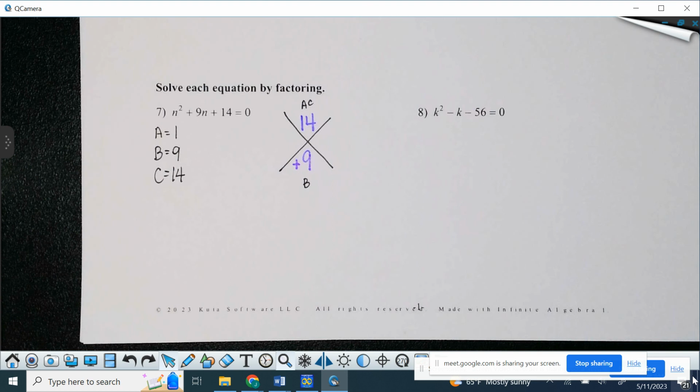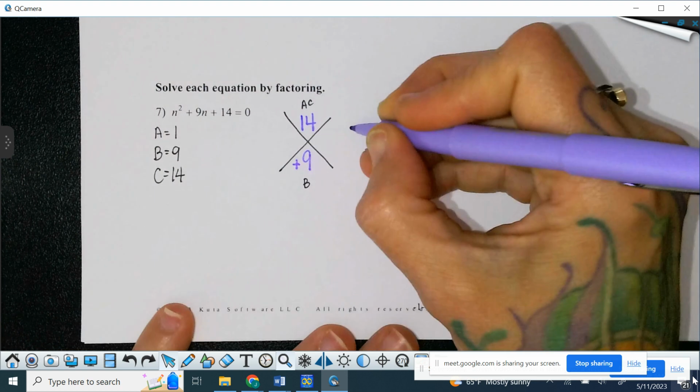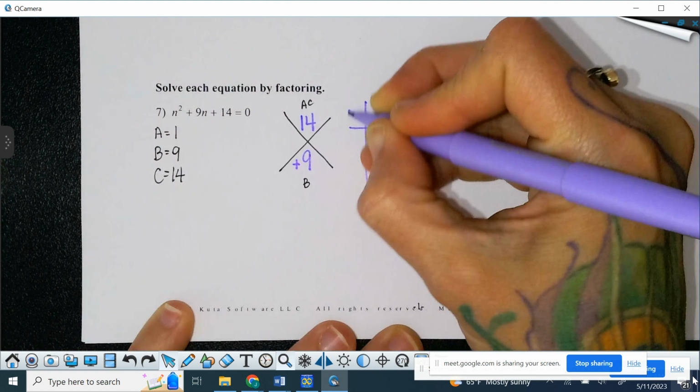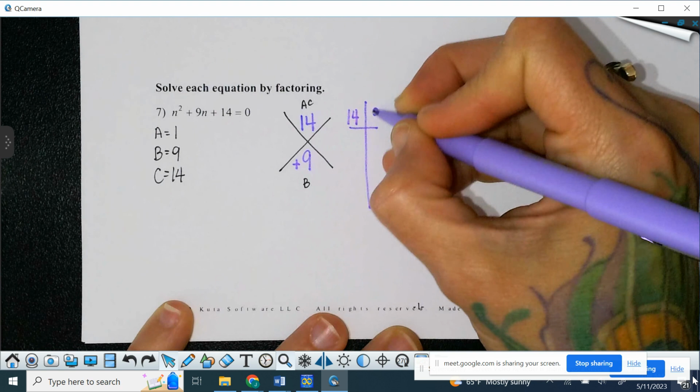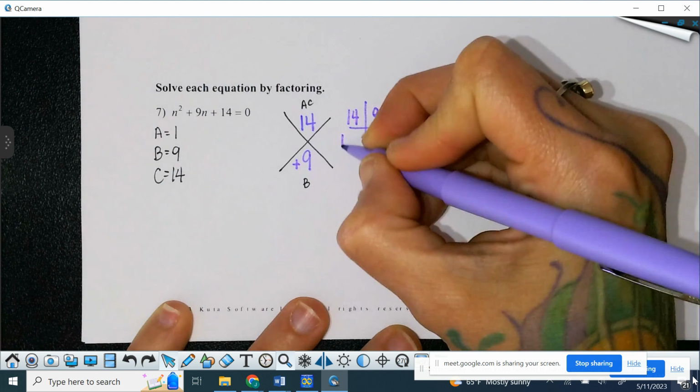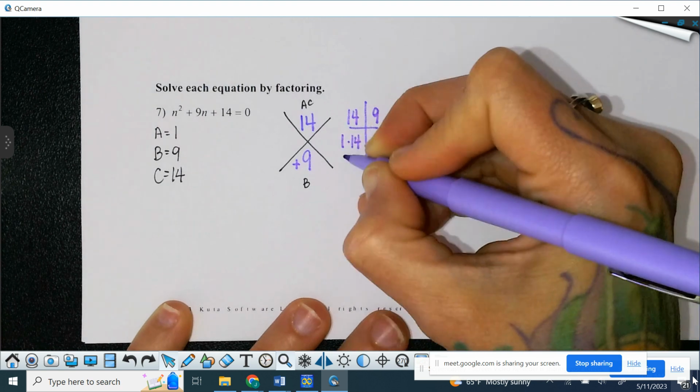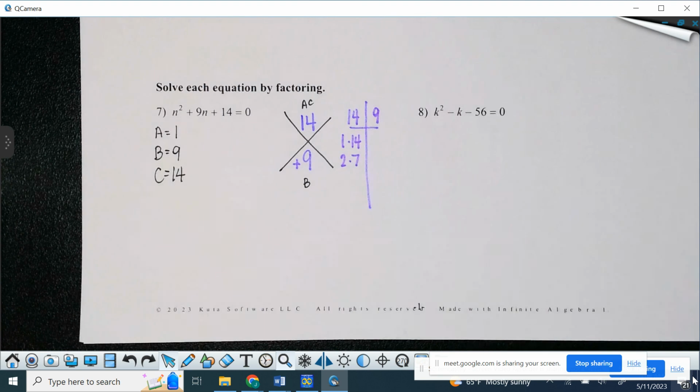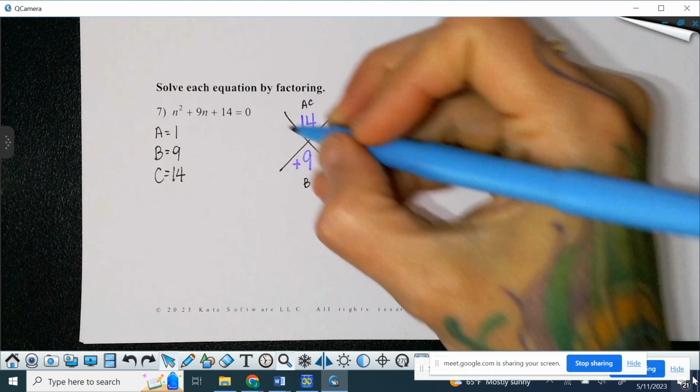So now we're going to make our ACB chart, which is where we have 14, and we're finding the multiples of 14 that will add or subtract to give me 9. So we have 1 and 14, 2 and 7, 3 is no good, 4 is no good, 5 is no good, 6 is no good, we're back to 7. Which pair could I add or subtract to get 9? 7, 2. Good. 7, 2.